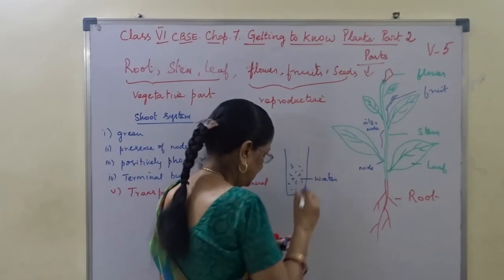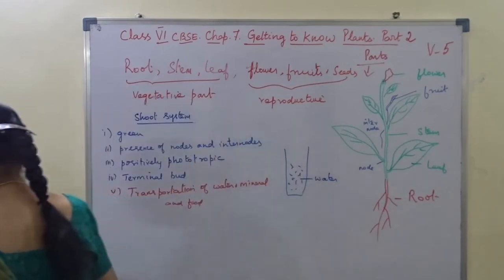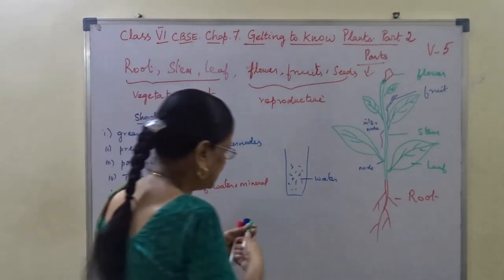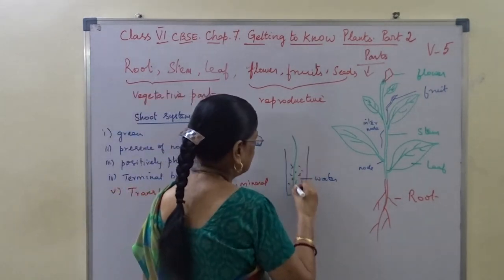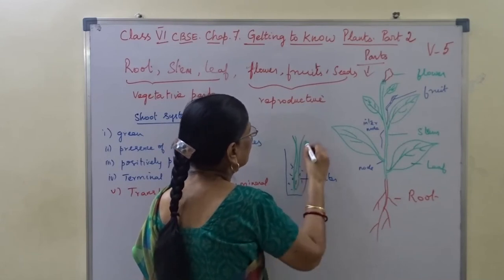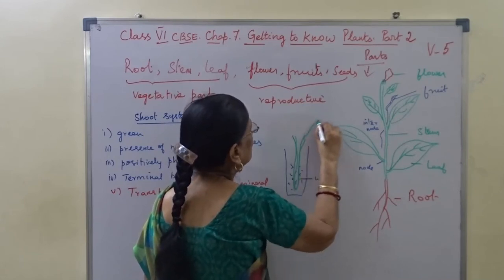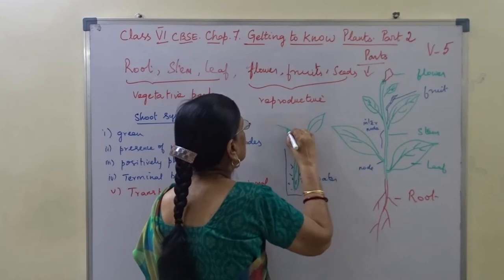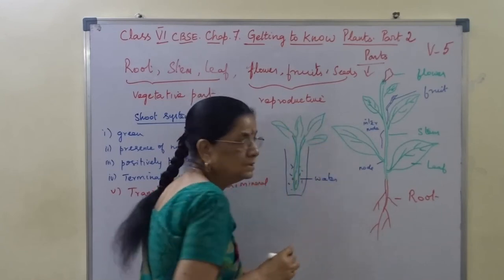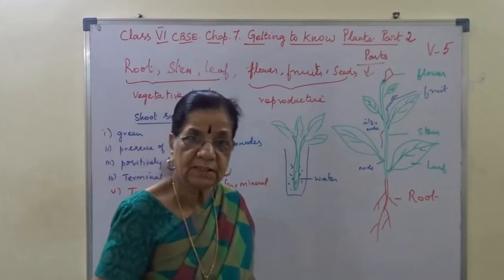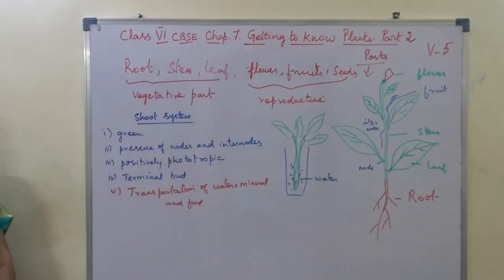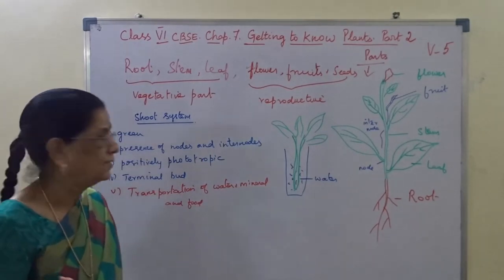Okay. And then you insert a small twig. Twig, a small stick, that is a twig. Insert a small twig with the leaf. And then leave the setup for 2-3 hours.